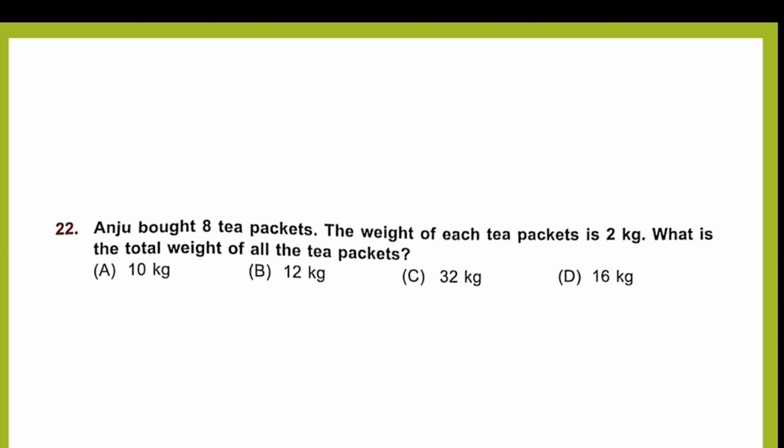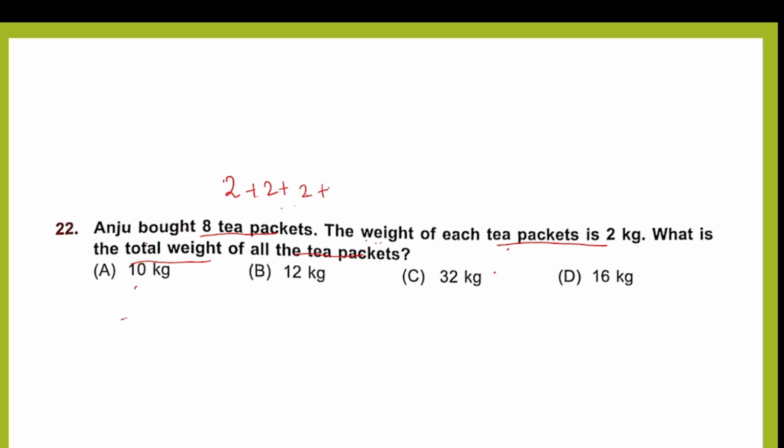Next question. Anju bought 8 tea packets. If the weight of each tea packet is 2 kg, what is the total weight of all the tea packets? So Anju bought 8 tea packets and the weight of each tea packet is 2 kg. For one packet the weight is 2 kg, for the second packet it is 2 kg. In this way we have to take the 8 tea packets. That means we have to add this 2 eight times.